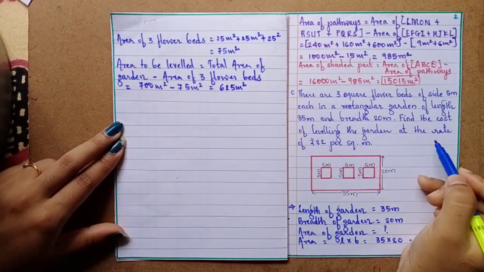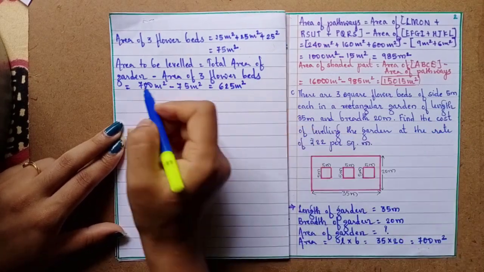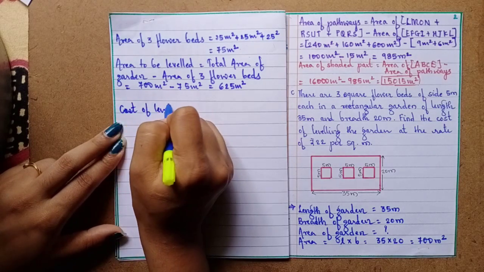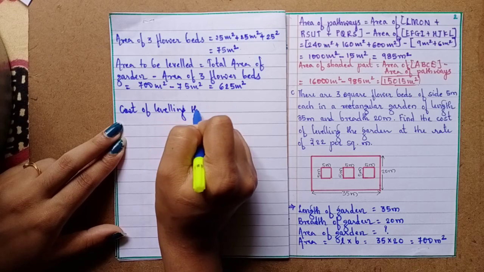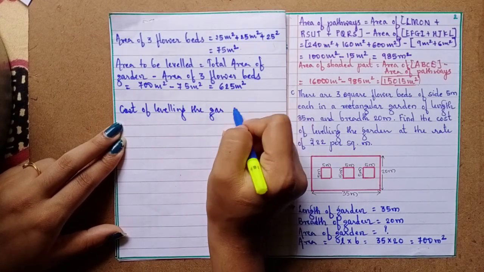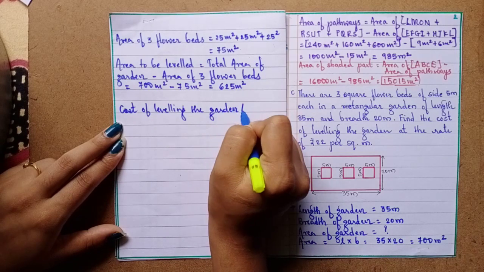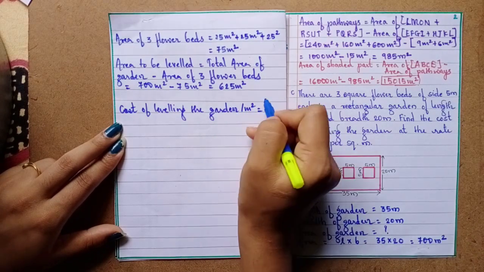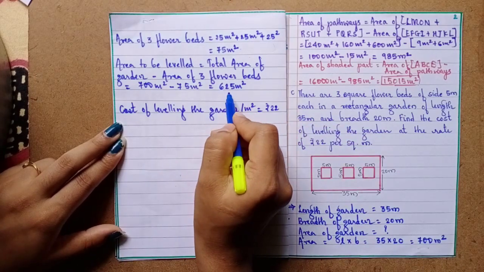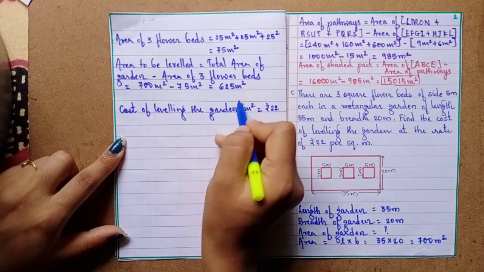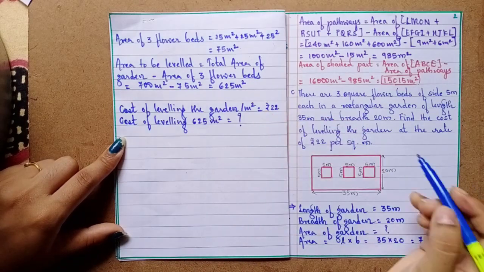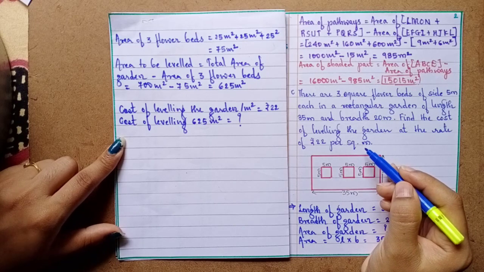Now, what have I been asked? Find the cost of leveling. So, the cost of leveling the garden per meter square is rupees 22. Okay, so we have 625 meter square. So the cost of leveling 625 meter square equals question mark. Here they have given the cost per meter square, and now we have to find the cost of 625.